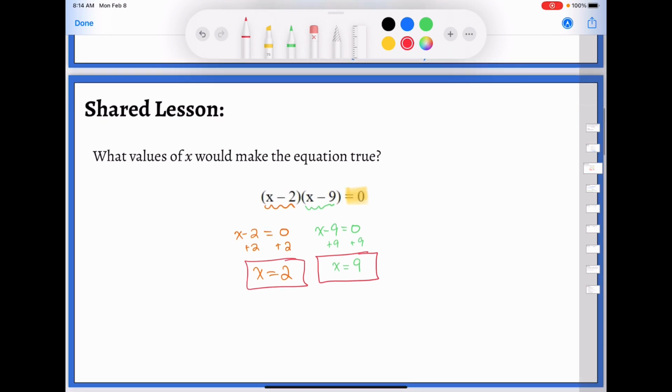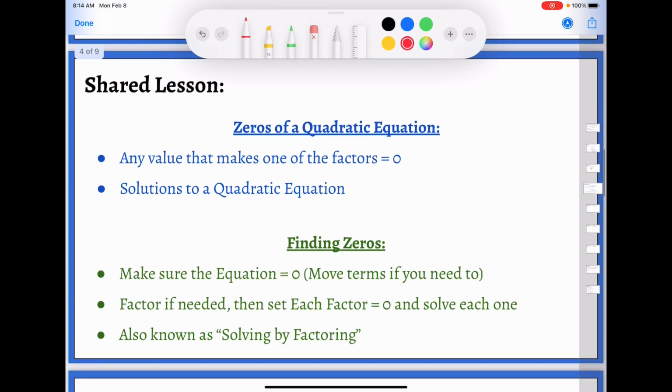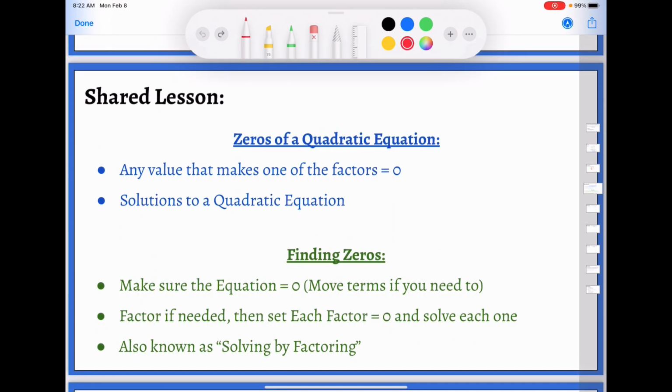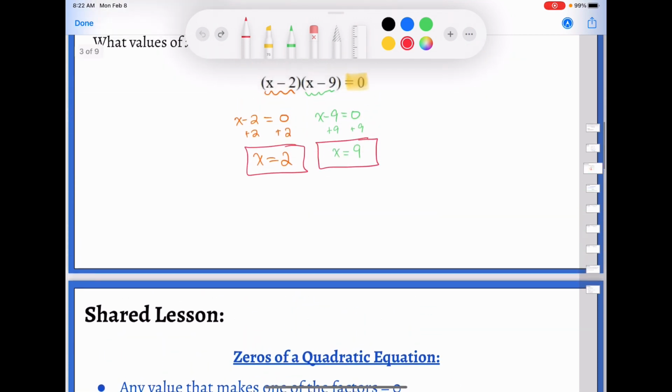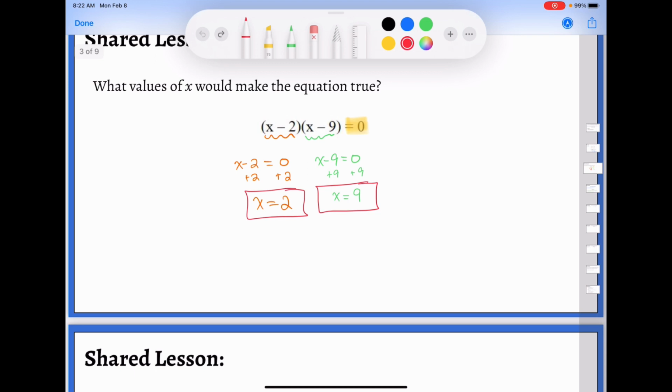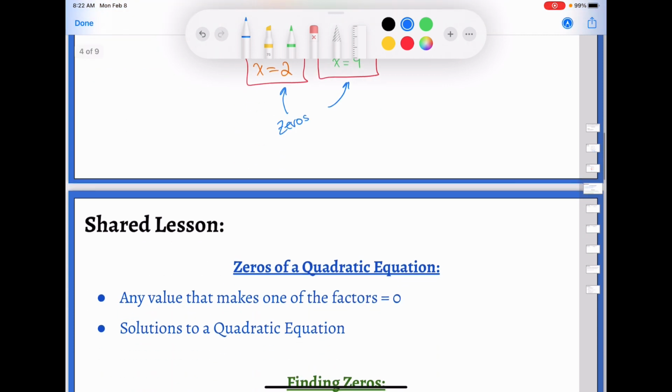This is the basis of our new method of solving quadratic equations. So what we just did there, we found the zeros of that quadratic equation. So anything that would make either one of the factors equal to 0 are called the zeros. So this x equals 2 is one of the zeros, and x equals 9 is the other zero. So they're the solutions and the zeros. Those are the same thing, right?